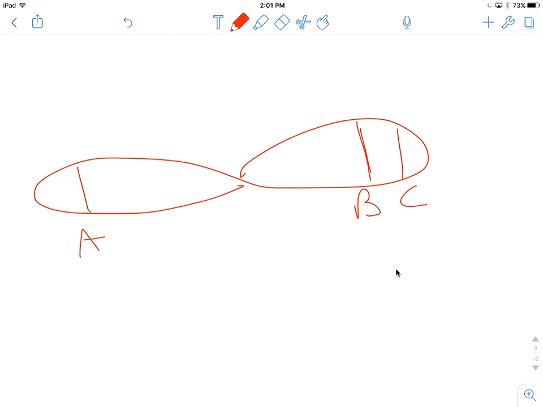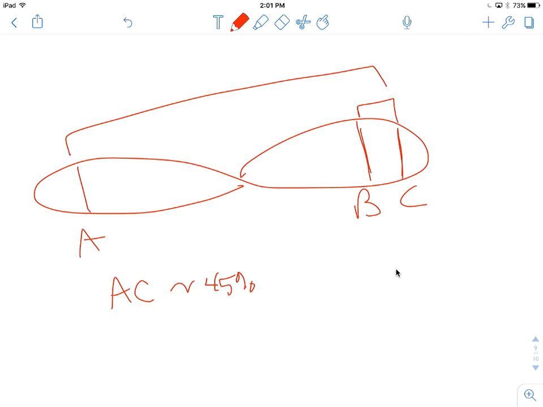Again, we can look at the frequency of recombination between A and C. There's more space, so it would occur more often, let's say 45% of the time. Between B and C, they're closer together, so B and C are separated only about 10% of the time. And this is called the recombination frequency.